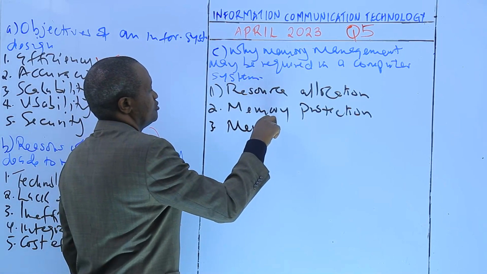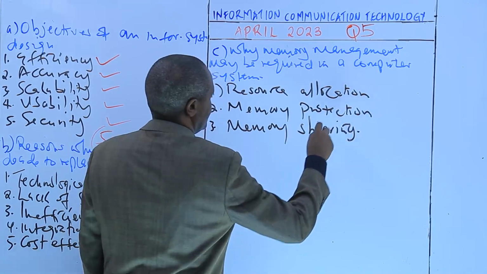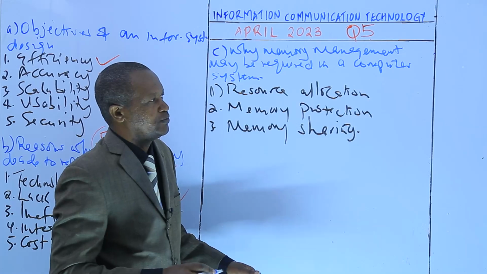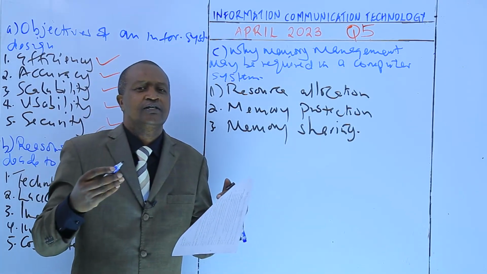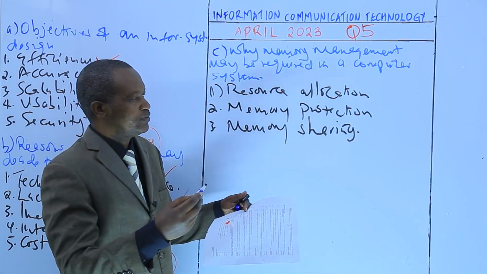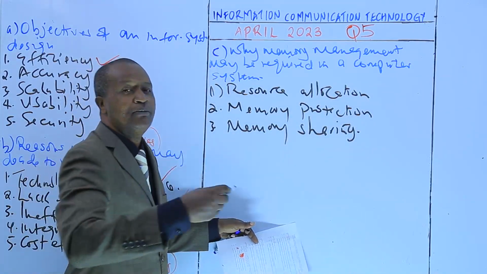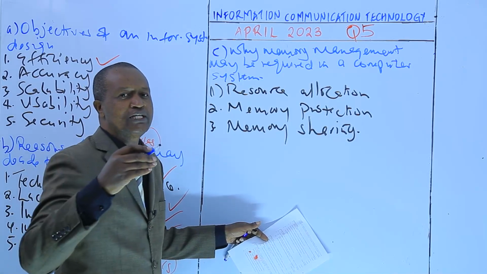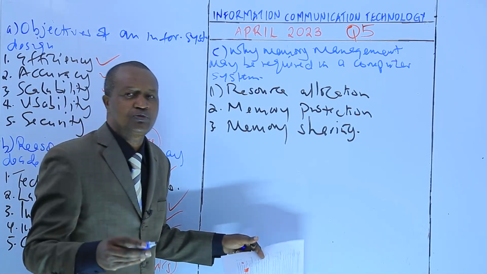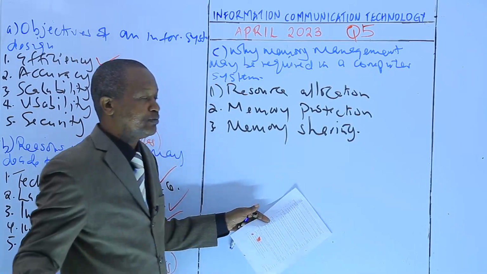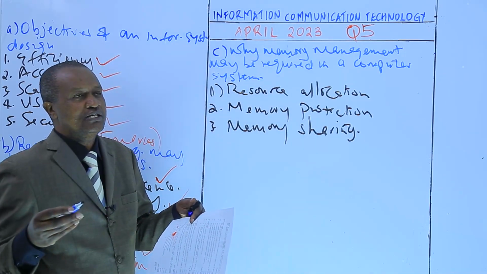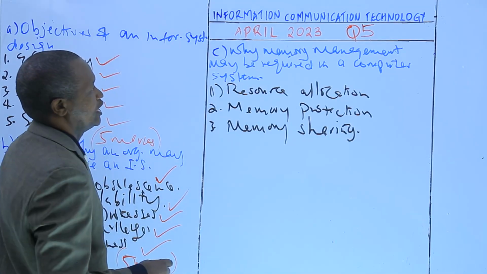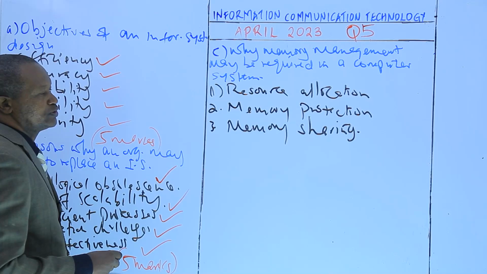Number 3, memory sharing. Candidates, memory management facilitates memory sharing among multiple processes, allowing them to access data or even code segments. And that improves efficiency by reducing duplication of memory resources and enabling what we call inter-process communication. So memory sharing is another reason why memory management may be required in a computer system.